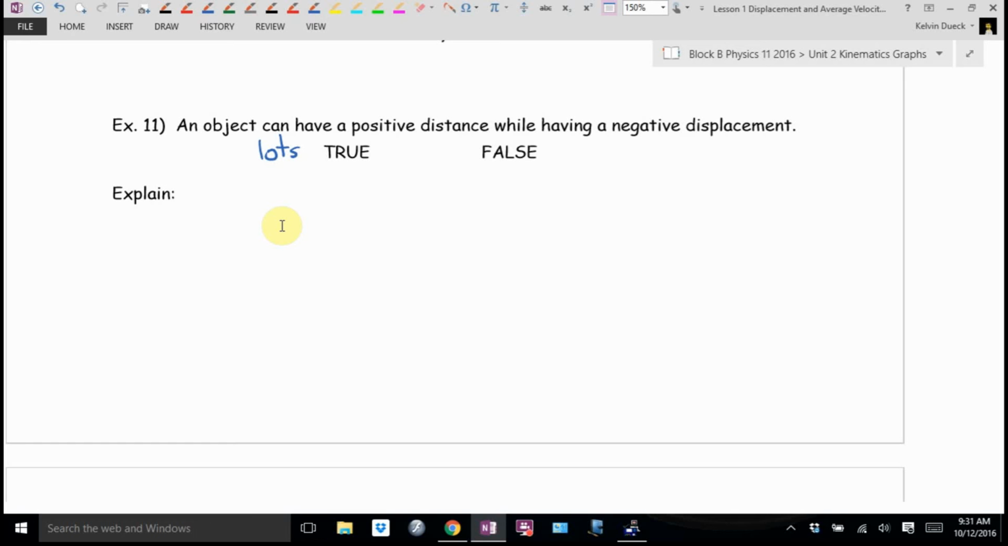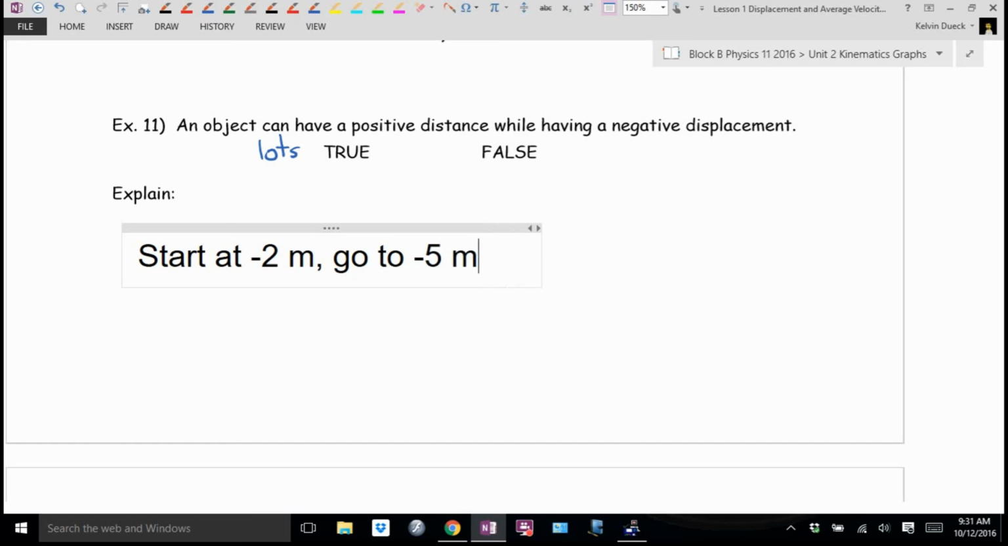How about, can you give me that on just even a number line? No, you can't. Maybe start at 0. How about start at -2 meters, go to -5 meters. What's your displacement? 3 meters to the left. What's your distance? 3. Which is a positive number. Okay. Oh, doesn't matter. Distance is a scalar. Doesn't matter. Yeah. Good. Now that, oh, is what I wanted you all to get.